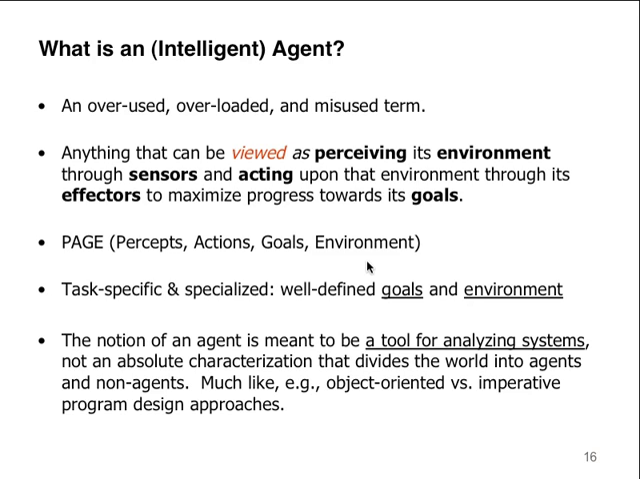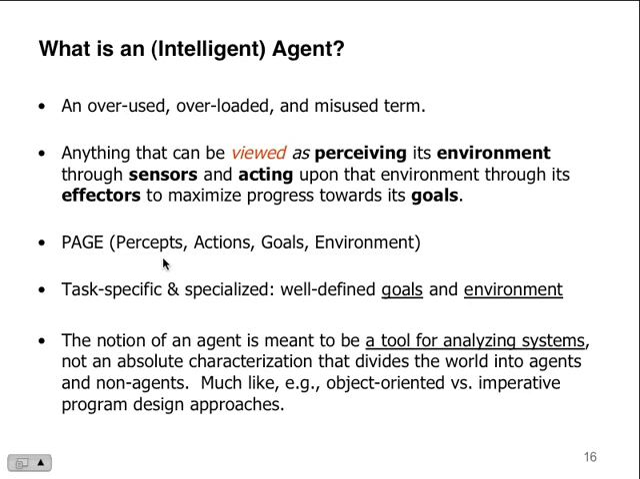We have this abbreviation called PAGE. PAGE is Percepts, Actions, Goals, and Environment. In mapping out the solution to the AI problem, we use a PAGE format. So this is going to be the formula for what you're going to apply for a solution.